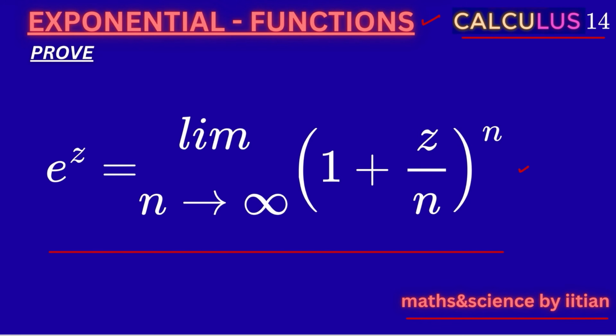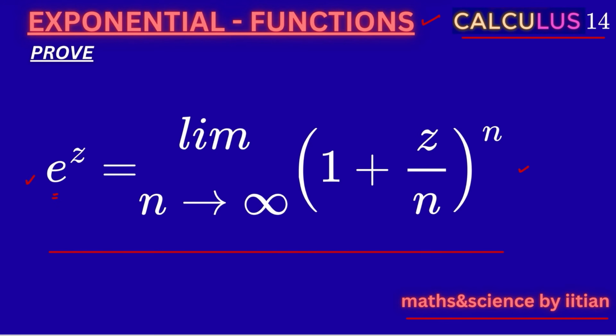The value of e can be expressed in different forms. This is one of the forms. In limits, we can express the value of e to the power of z. It is valid even for complex numbers, real numbers and all numbers. If z is equal to 1, it simply becomes the limit as n tends to infinity of (1 plus 1 by n) to the power of n, which is equal to e.